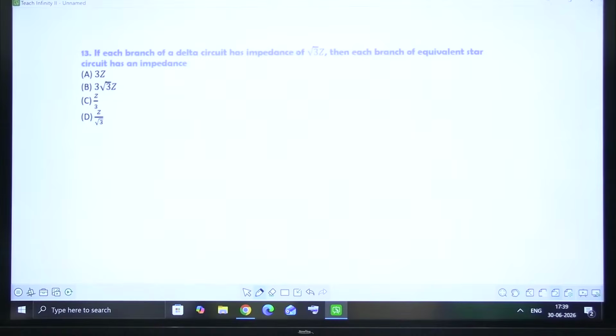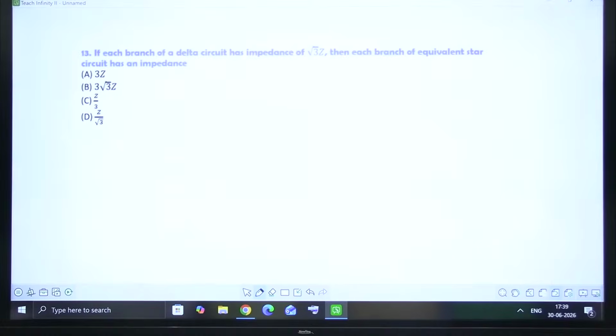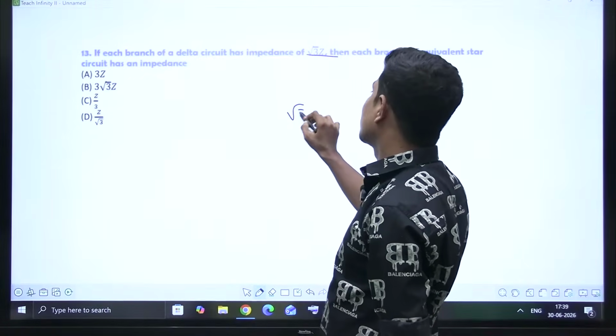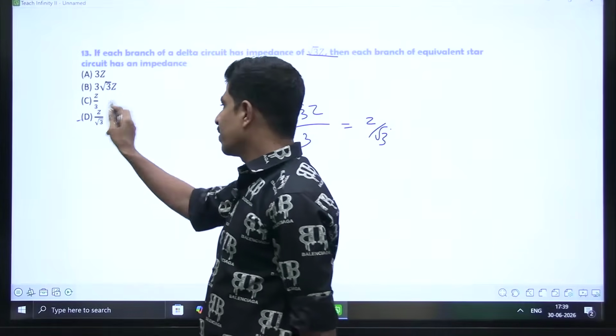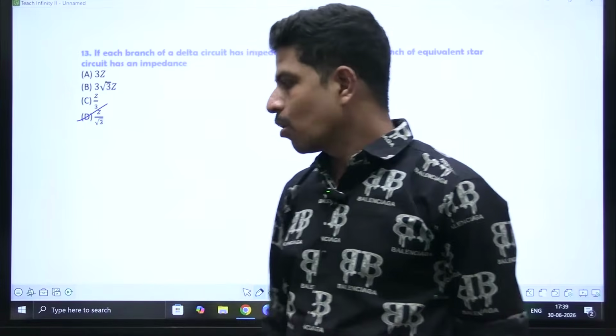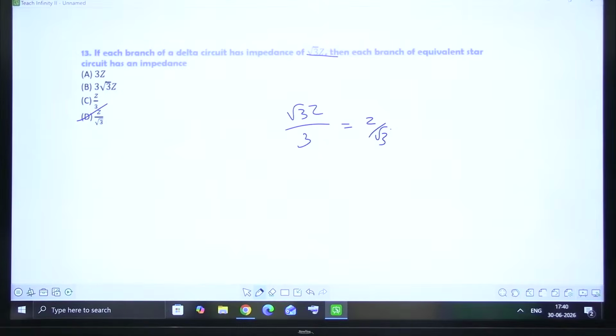Next. Try to answer this question, please, all of you. What is saying? If each branch of delta circuit has impedance of root 3Z, that's fine, accepted. Then each branch of equivalent star circuit, see, star to delta, impedance will increase by 3 times. Delta to star, it will decrease by 3 times. So he's saying in delta it is root 3Z. In star, it will be by 3, Z by root 3, that's all. This is option D, D for Delhi. Good, Mr. Gautam. That speed is needed. Read the question properly, answer it simply. That speed is needed, definitely.